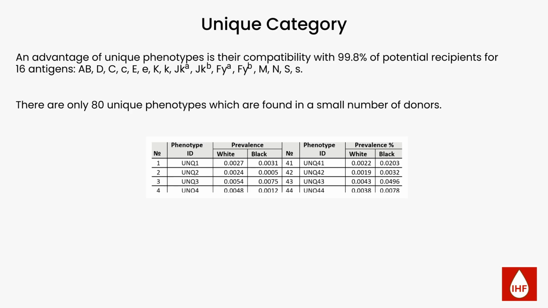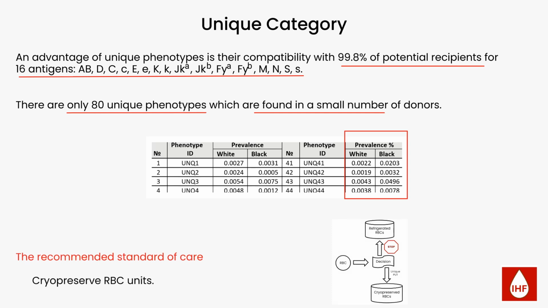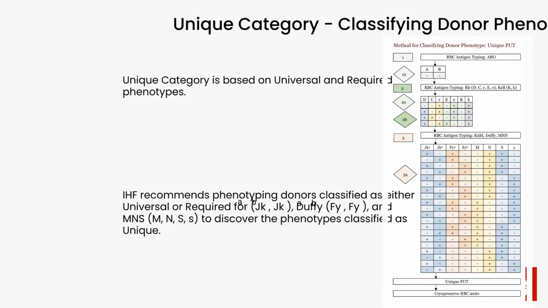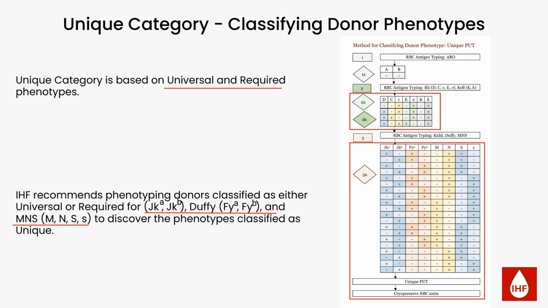Remarkable facts about the unique category. 80 phenotypes of the unique category are compatible with 99.8% of potential recipients for 16 antigens. These are found in a small number of donors. Therefore, red blood cells classified as unique category are recommended for cryopreservation. What are the phenotyping recommendations to discover donor phenotypes classified as unique? The unique category is based on universal and required phenotypes. IHF recommends phenotyping donors classified as either universal or required for KID, Duffy, and MNS blood groups to discover the phenotypes classified as unique.